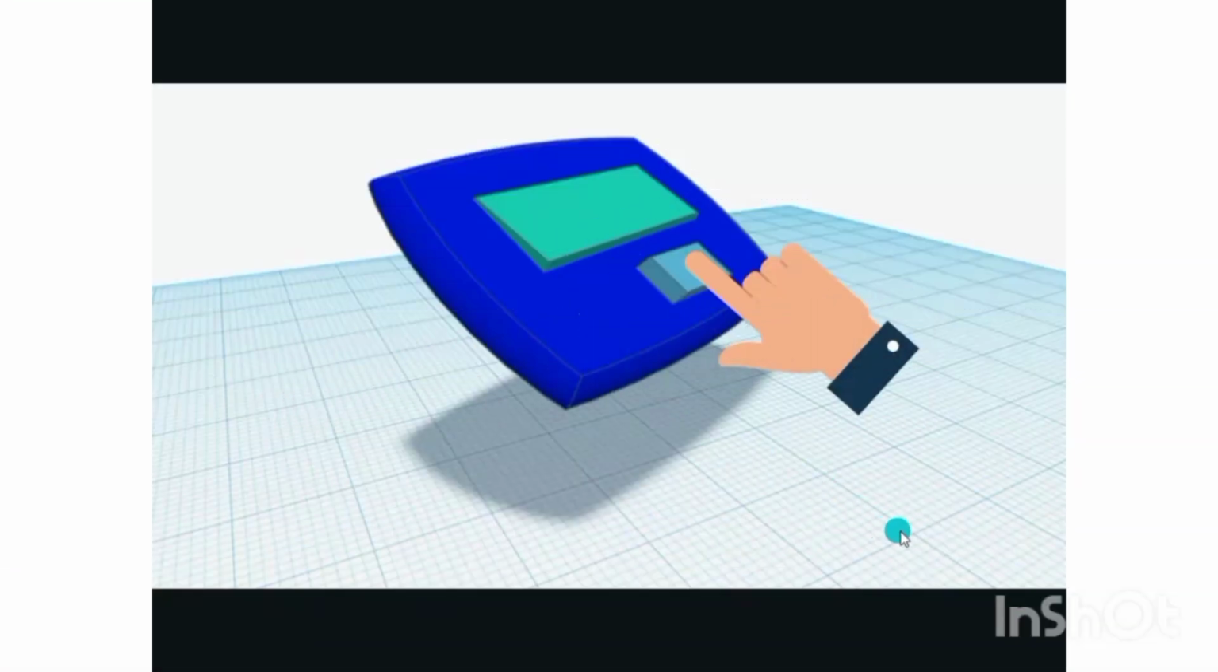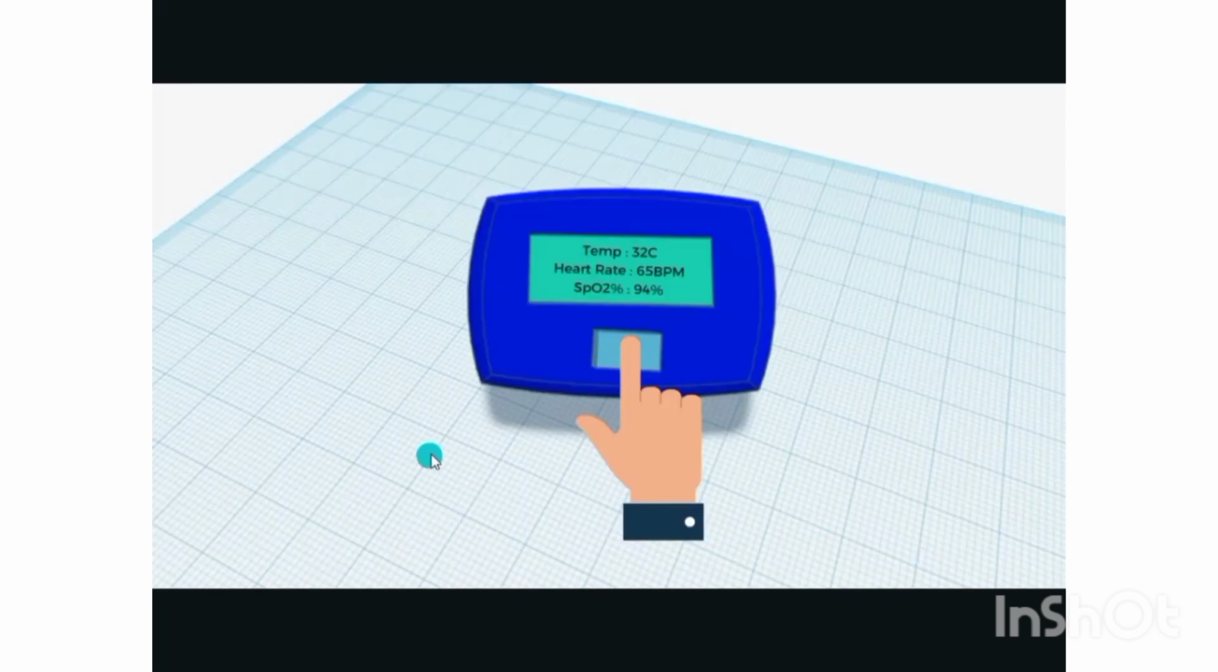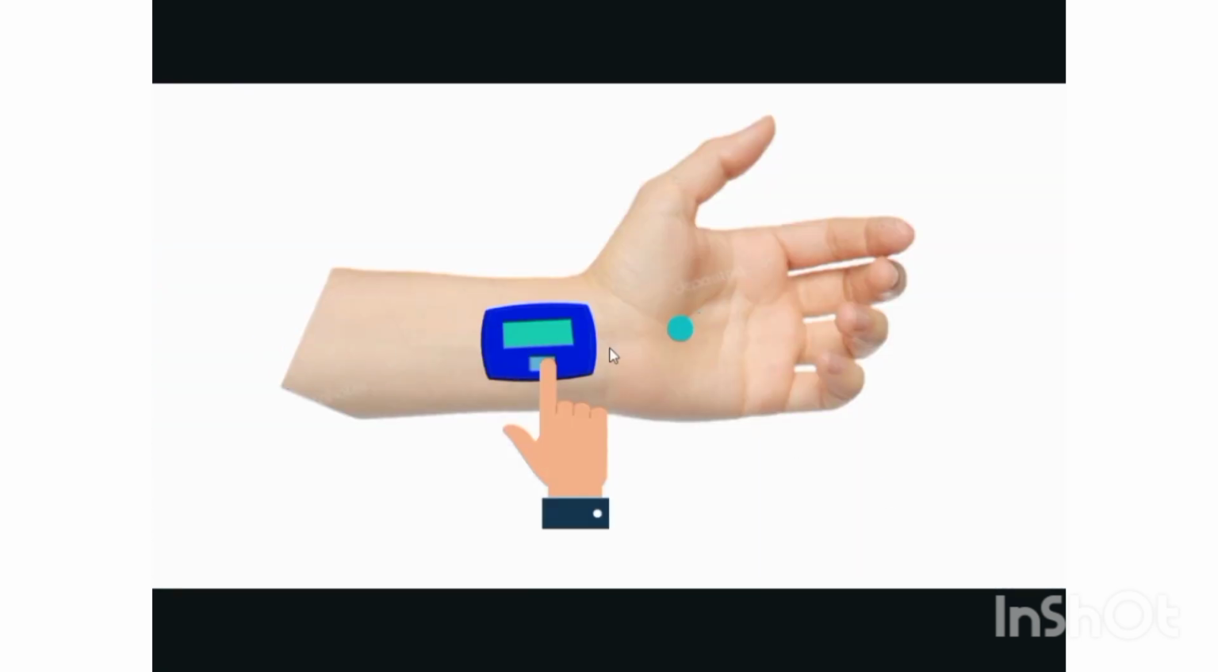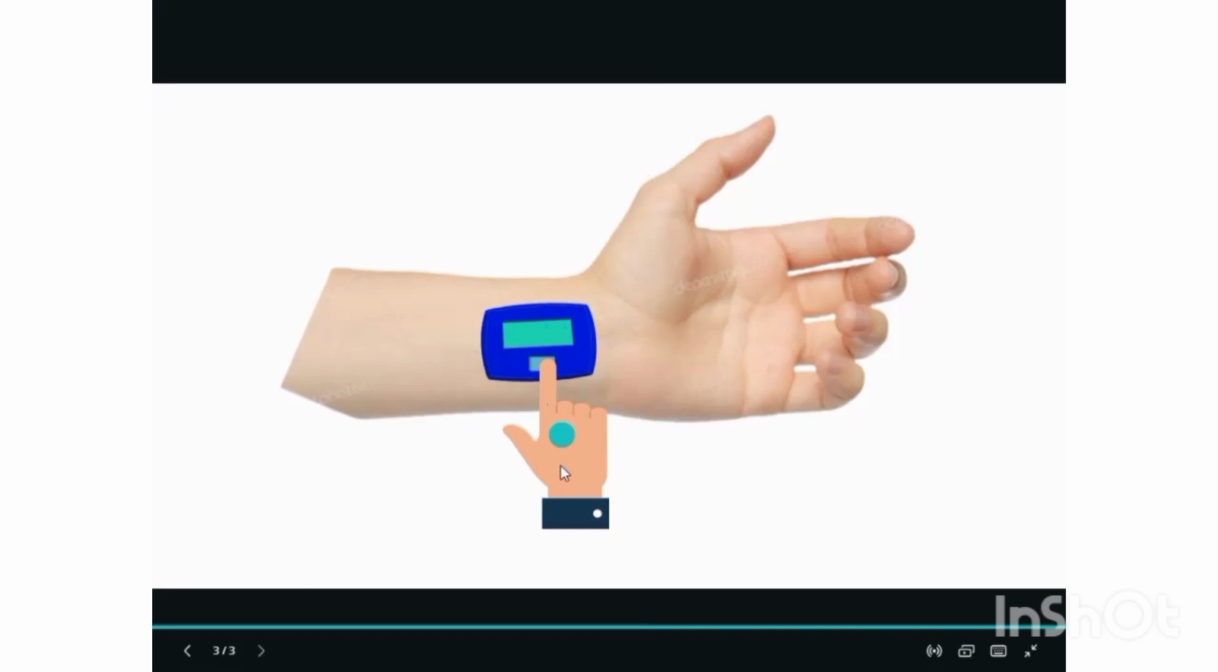Our product basically comes in the form of a small patch which can be easily attached to our wrist. When our forefinger is placed on the sensor, our product measures the temperature, heart rate and SpO2 percentage. And here is a picture depicting the practical usage of our product.